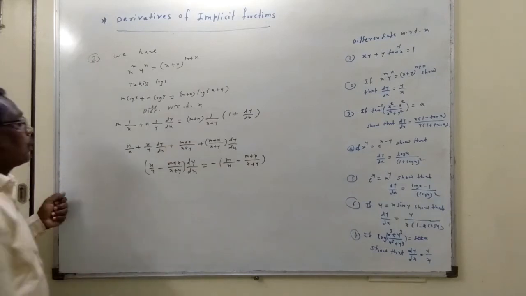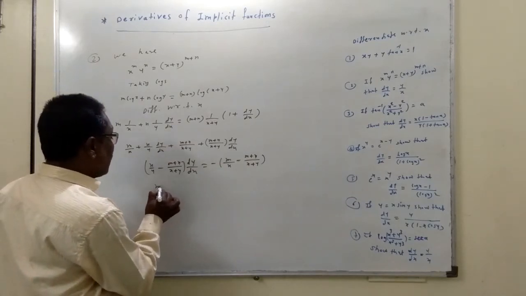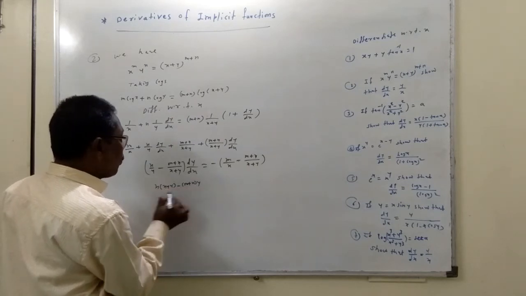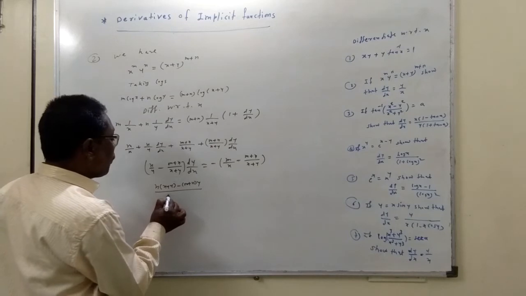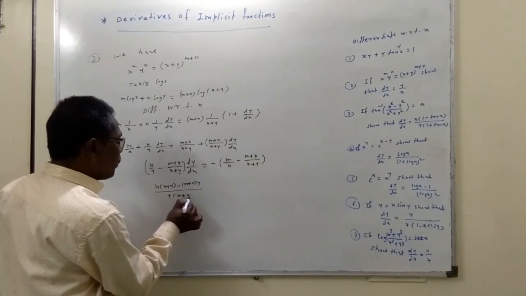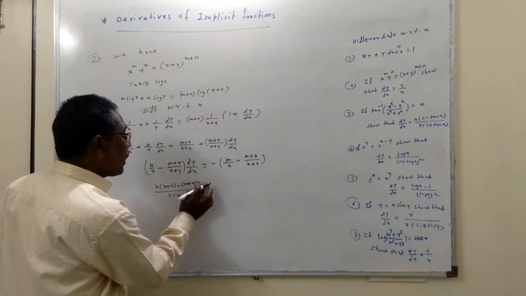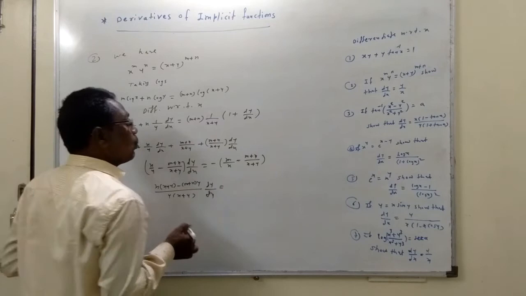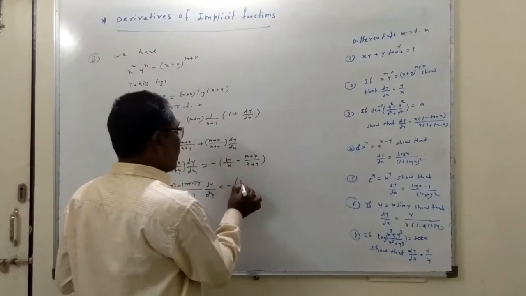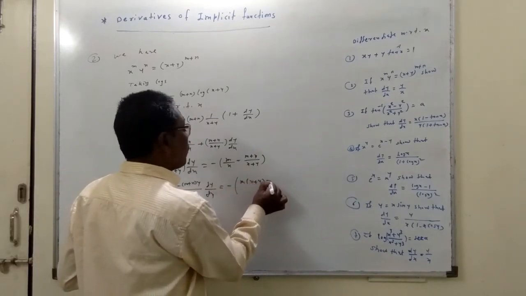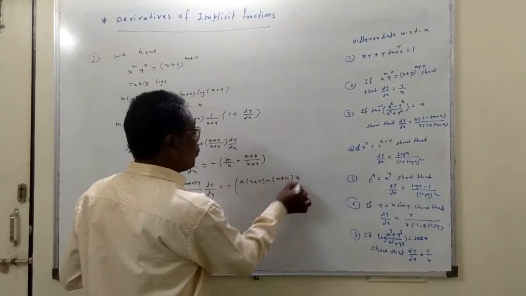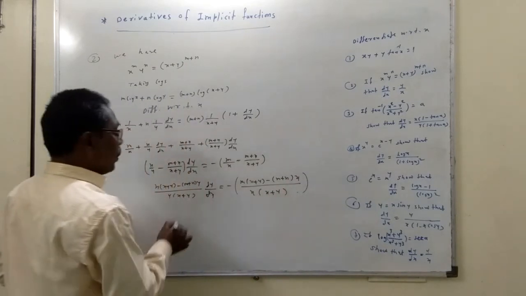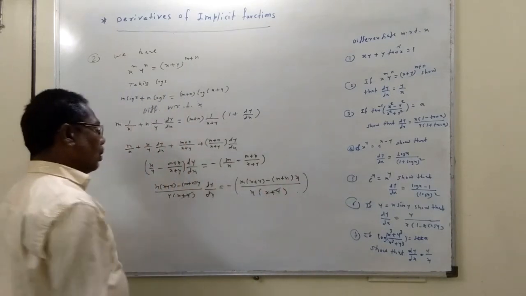Now simplify this further. So we'll take the LCM here. So n into bracket (x plus y) minus (m plus n) into y, divided by y into bracket (x plus y), into dy by dx, is equal to minus m into (x plus y) minus (m plus n) into x, divided by x into bracket (x plus y). Now here this common denominator gets cancelled.